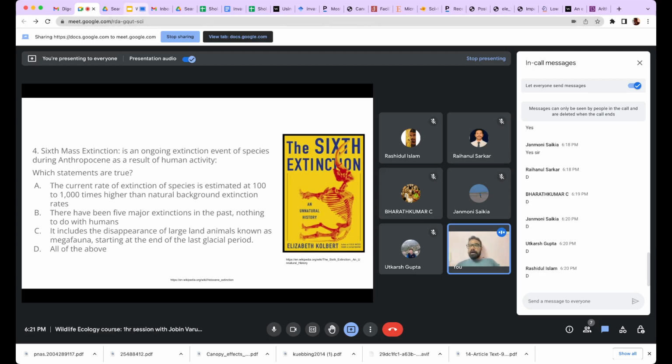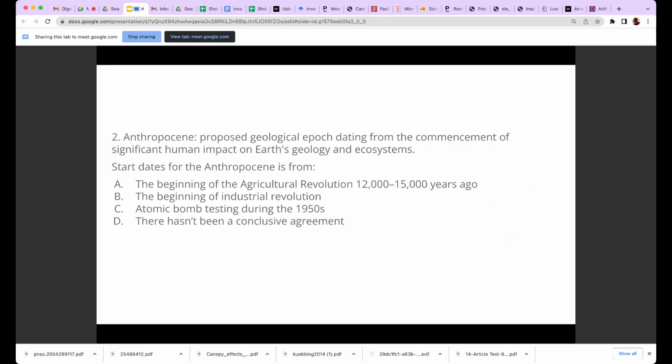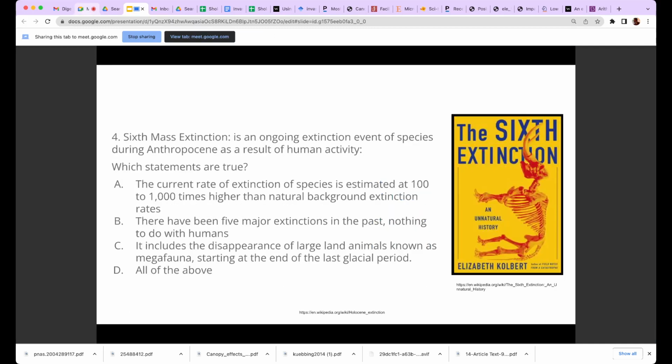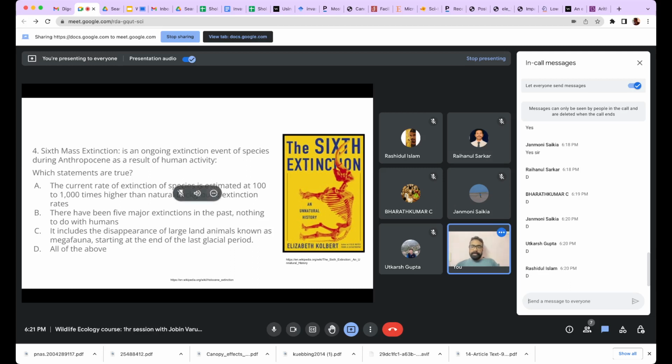Yeah, the epoch that we are in. And yes, the extinction rate of species is 100 to 1000 times higher than natural extinction rates. Then we already discussed in the last question that there have already been five major extinctions in the past, and it also includes the disappearance of large land mammals and animals that were there at the end of the last glacial period.